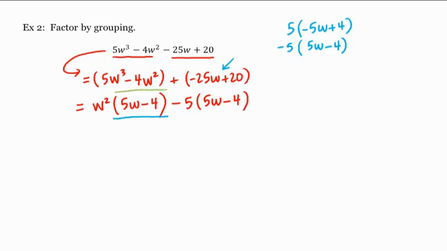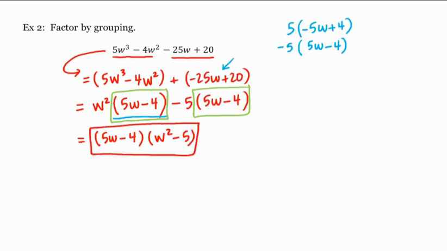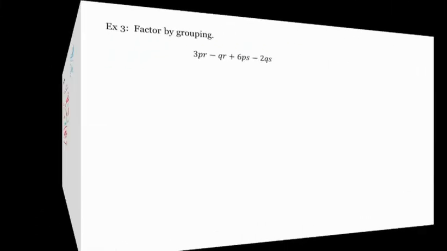Now we can factor this binomial out of each of these groupings, which gives us 5w minus 4 times w squared minus 5, which would be our answer. All right, let's see one more example. Again, let's factor this by grouping.